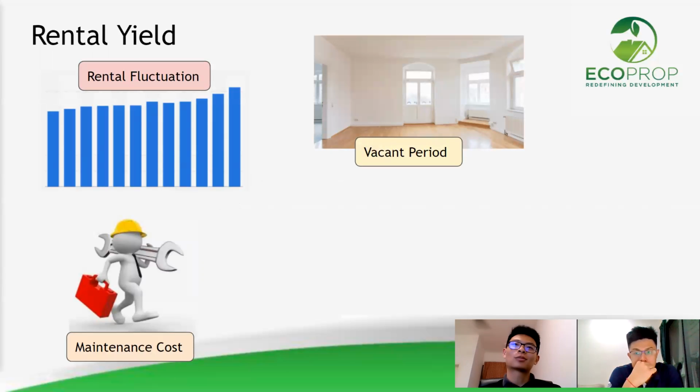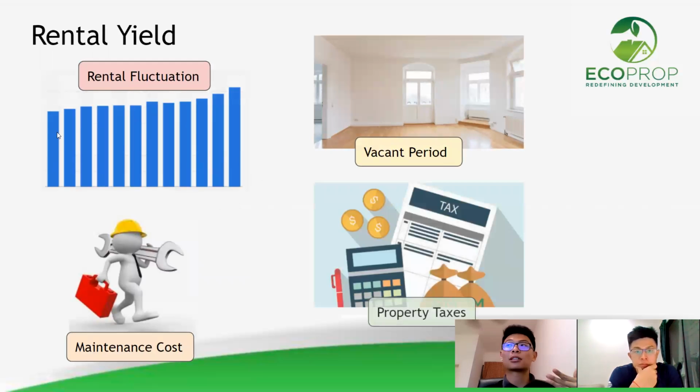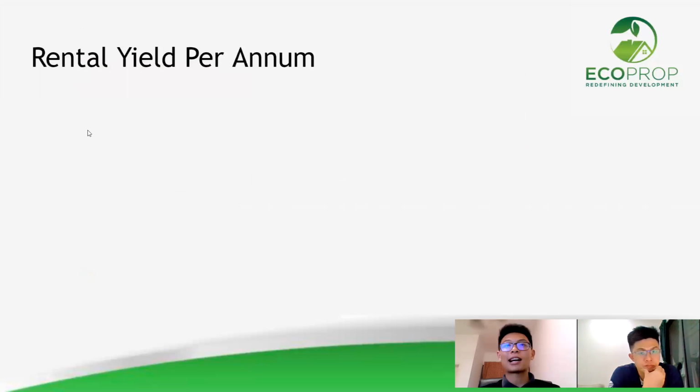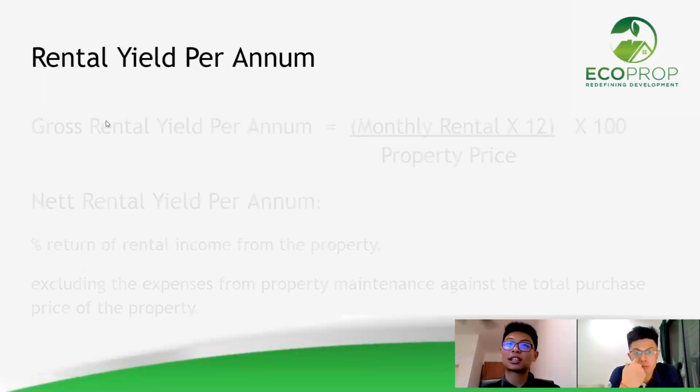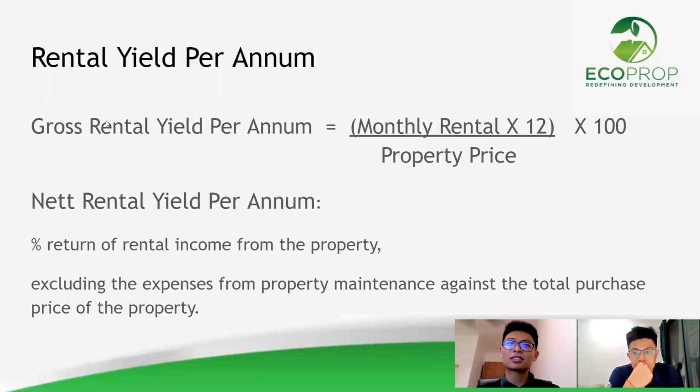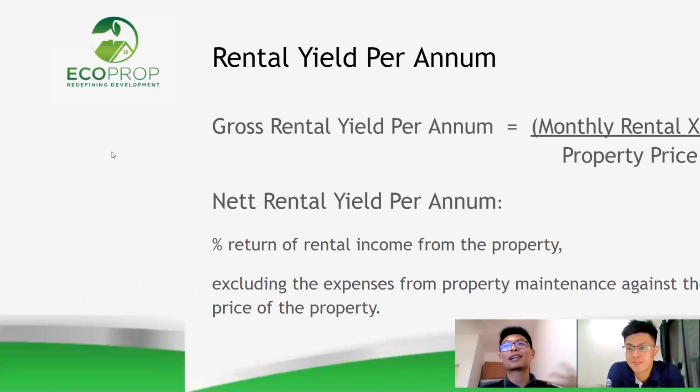So for us to move on, I would like to share about the rental yield per annum. There are two very similar calculations, but the formulas are different, which are the gross rental yield per annum and the net rental yield per annum. The gross rental yield per annum is what Raymond shared just now: monthly rental multiplied by 12 months divided by the property price. When you want to get the percentage, you just multiply by 100. Whereas the net rental yield is the percentage of return from the property, excluding the expenses from the property maintenance, against the total purchase price. If you are new, this might be very complicated for you, so we'll go through a case study to better understand it.